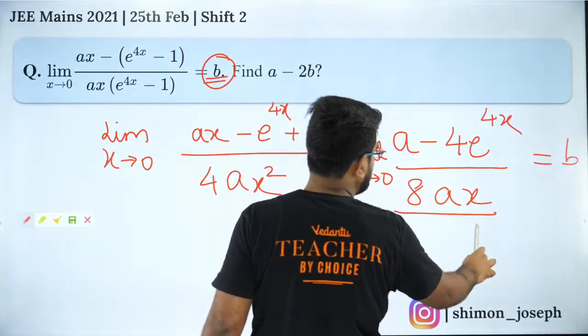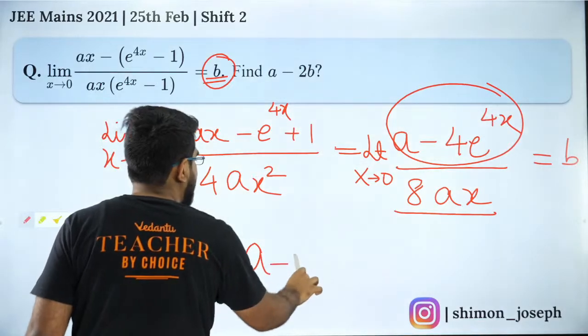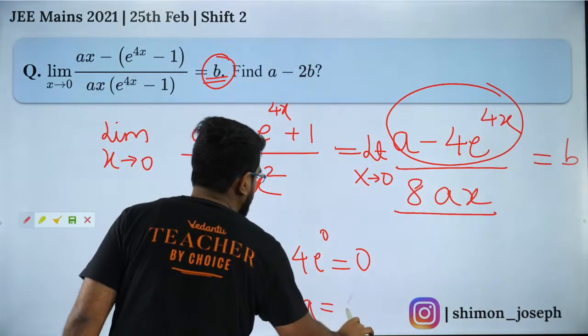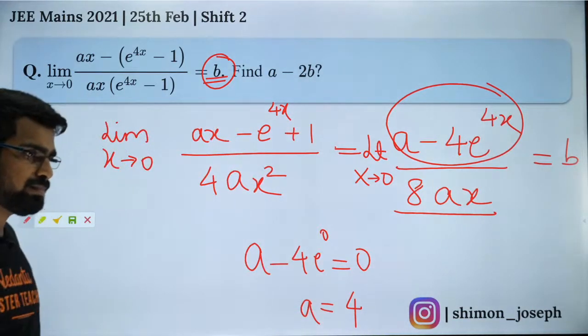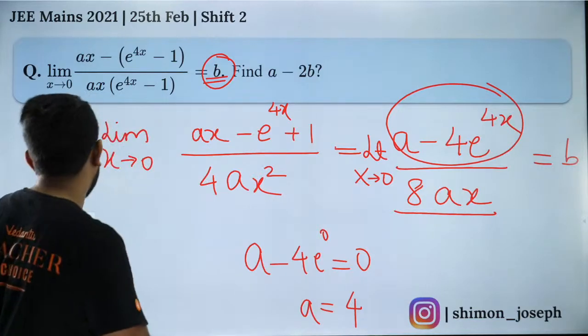So the denominator tends to 0. That means my numerator also should tend to 0. That means a minus 4 e to the power 0 should also be 0. That means a should be equal to 4. Is that correct? A should be equal to 4. So if a is equal to 4, what will I get?